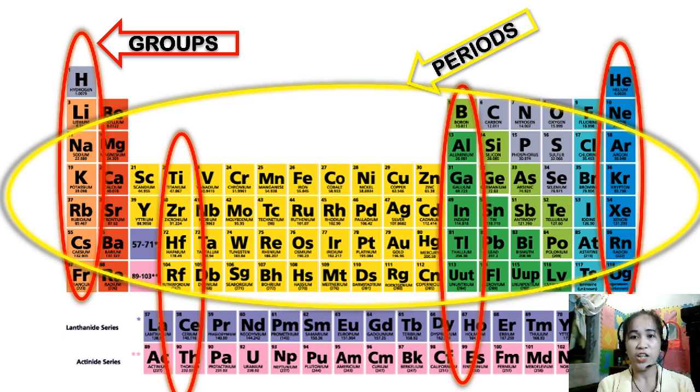They are numbered from top to bottom. For example, the elements lithium across to neon are in period 2. So how many horizontal rows are there? As you can see, 1, 2, 3, 4, 5, 6, 7. Therefore, there are 7 horizontal rows, or 7 periods, in the periodic table.